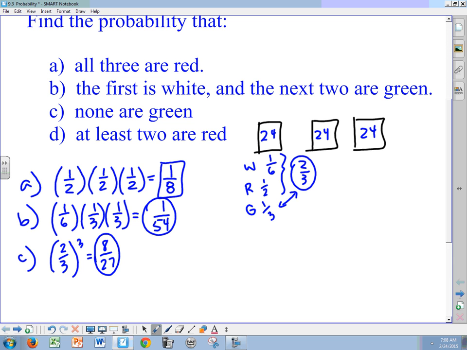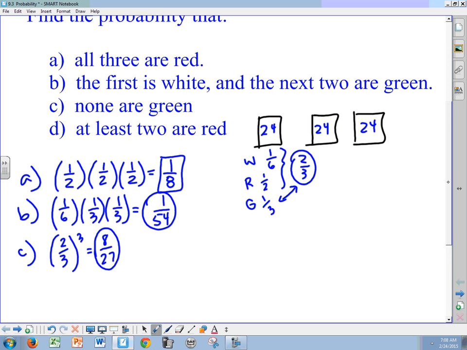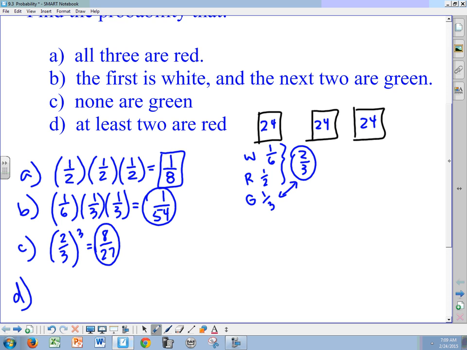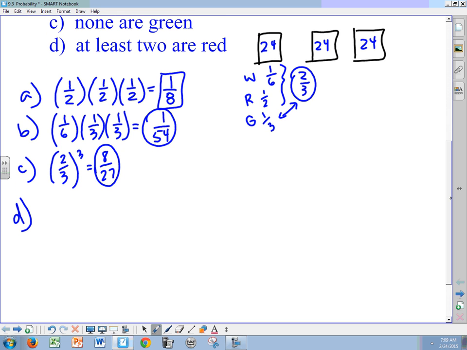And then the last part is at least two are red. So in this case, we could add two of them being red, and then we could look at the possibility of all three red. So we've already looked at what happens in part A if all three are red. So we're going to take that 1/8 and add it to exactly two are red.